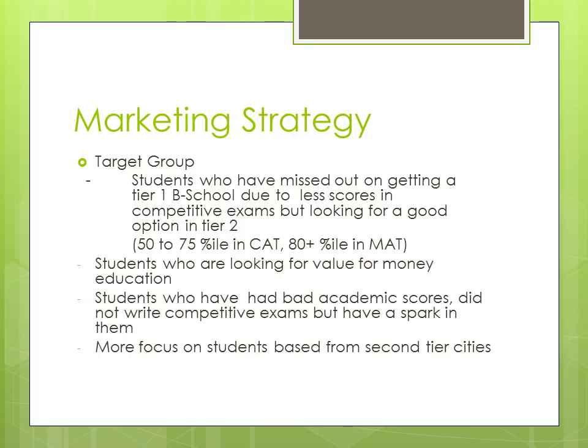First, students who missed out on obtaining admission in a top Tier B school due to low scores in competitive exams, but who are looking for a good option in Tier 2. So typically a 50 to 75 percentile in CAT or 80 plus percentile in MAT. Students who are looking for value for money education, and students who may have bad academic scores, were not able to write competitive exams but have a spark in them. You can also see that there's a lot of focus on students from second tier cities. So this is the sort of segment that Hogwarts Business School is targeting.